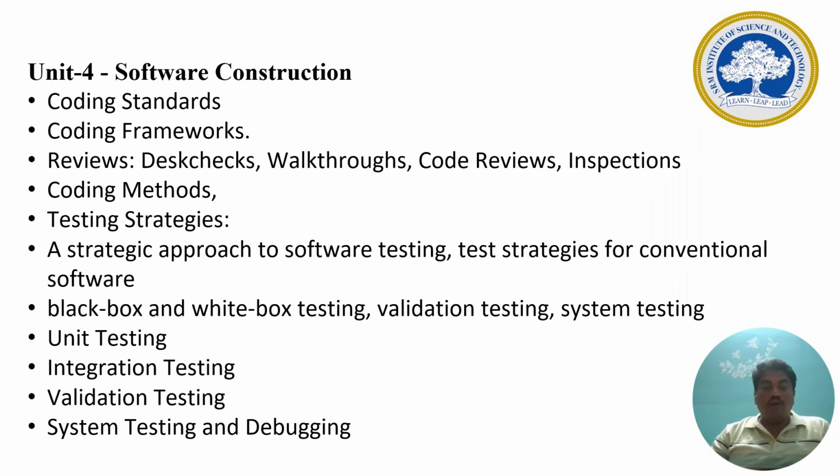We're going to cover the following topics from Unit 4, such as coding standards, coding frameworks, and review methods. There are several methods: test checks, walkthroughs, code reviews, inspections, like that. Then coding methods, testing strategies, strategic approaches for software testing, white box and black box testing, and different kinds of testing methods, such as unit testing, integration testing, validation testing, finally system testing and debugging. Now we're going to see the first two topics, coding standards and frameworks. If we have time, we will continue with the reviews also.